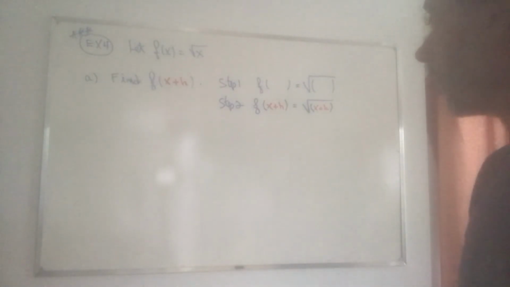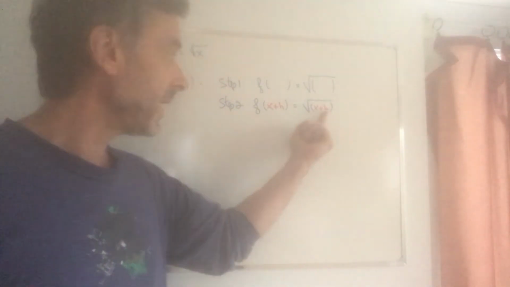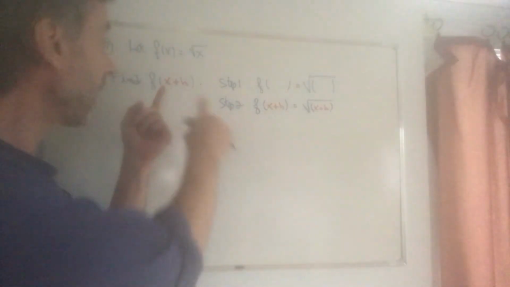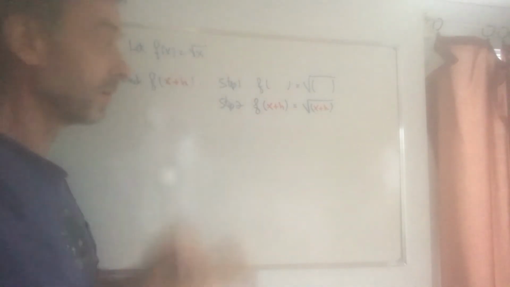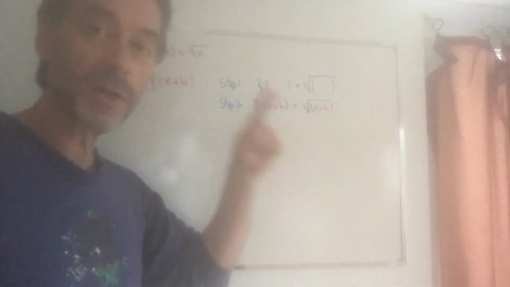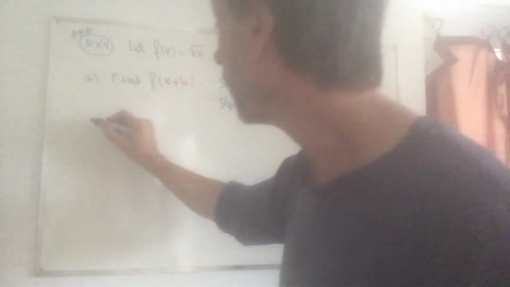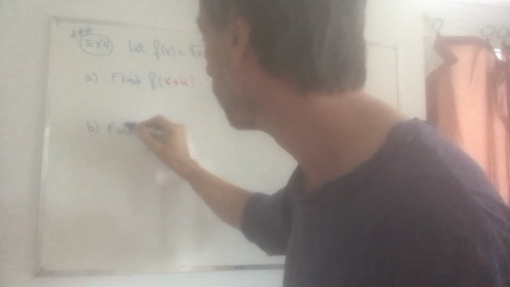Good. Remark, this is not the root of x plus h outside. No, no, no, no. The h is inside because the x is inside the square root. Okay? So the h is inside with the x under the same square root. Good. Let us go on with b.